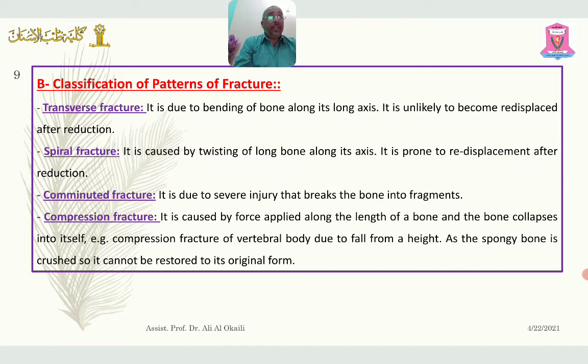Compression fracture is the result of pressure caused by a force applied along the length of bone, and the bone collapses into itself. For example, compression fracture of vertebral body due to a fall from a height. Someone falls from the roof, so there is pressure and compression on the vertebral bodies and they break. As the spongy bone is crushed, it cannot be restored to its original form.